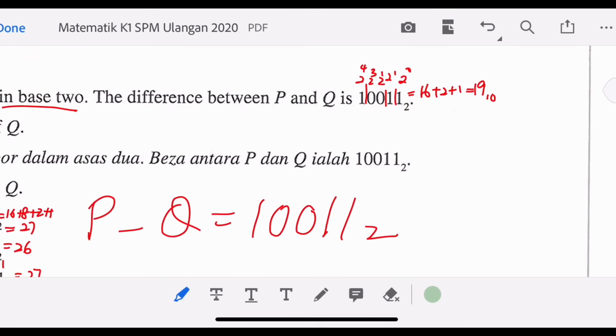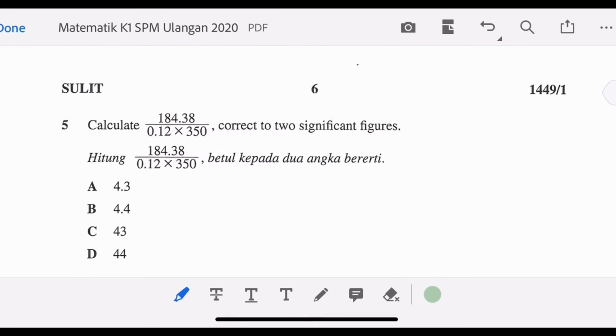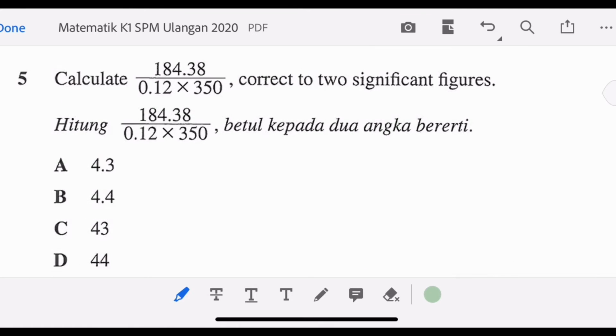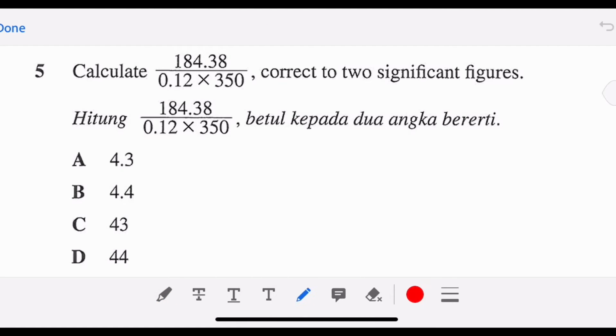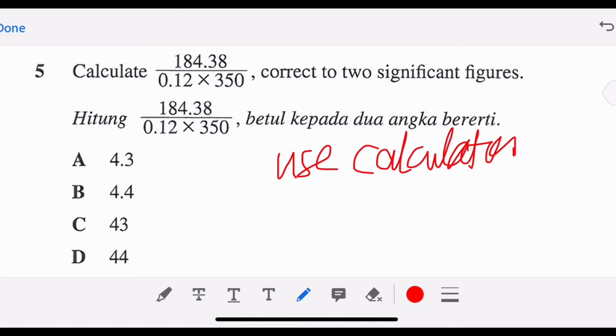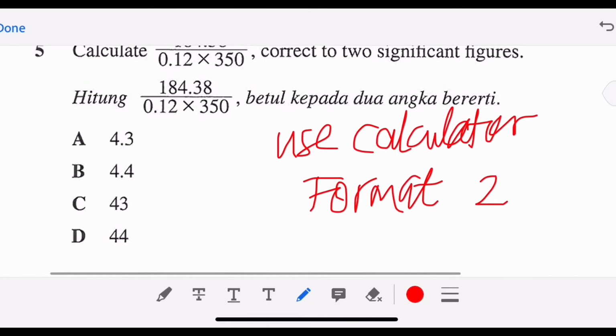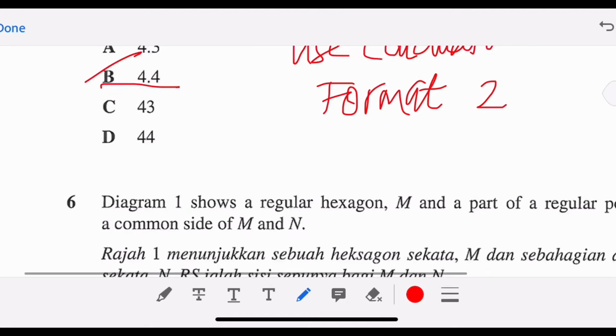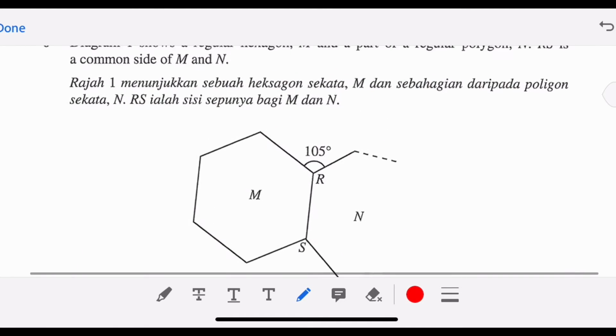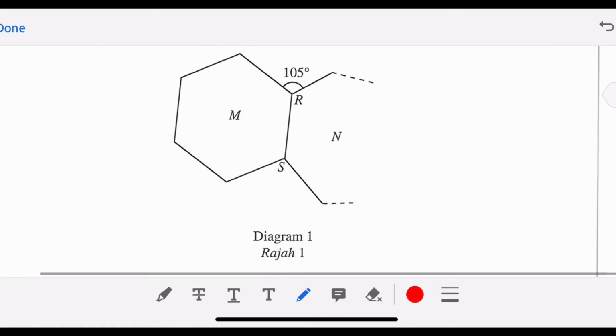Now we will proceed to the next one, which is question number 5. So this one, actually you can use your calculator. Okay, it's a simple calculation, but please highlight correct to two significant figures. So if you use a calculator, when you divide, you can divide twice. That means you press 184.38, divide by 0.12, equal first, and divide by 350. But before that, you have to double check your calculator. So the answer is B for that.